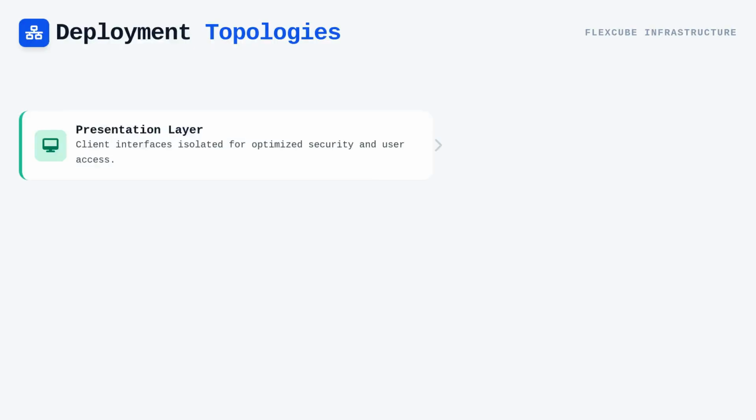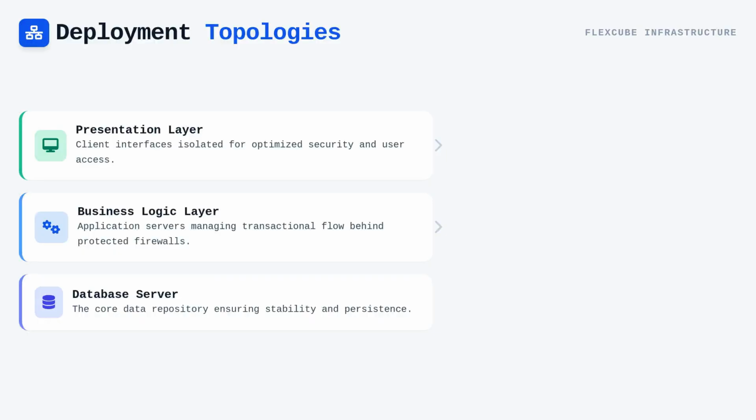Deployment topologies represent the strategic arrangement of software components across hardware and network infrastructure to meet the demands of a high-availability banking environment. When we talk about FLEXCUBE, we are essentially looking at how to distribute the application server, the database server, and the various client interfaces to optimize both performance and security.